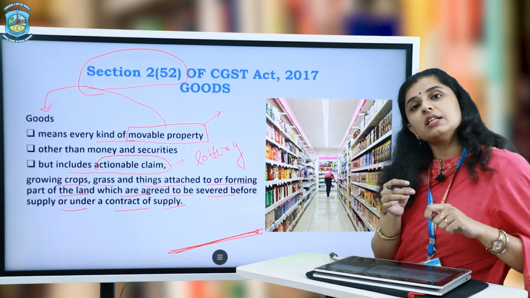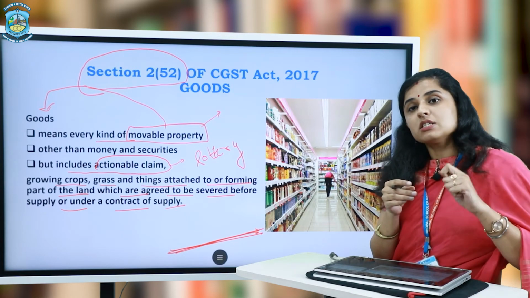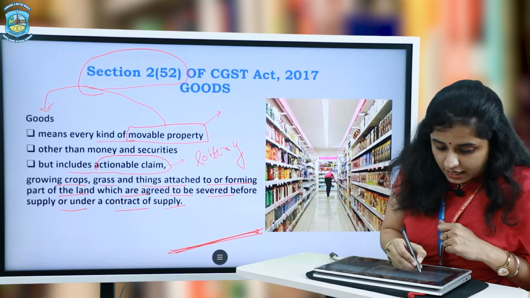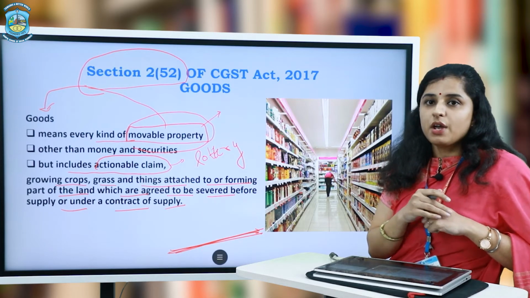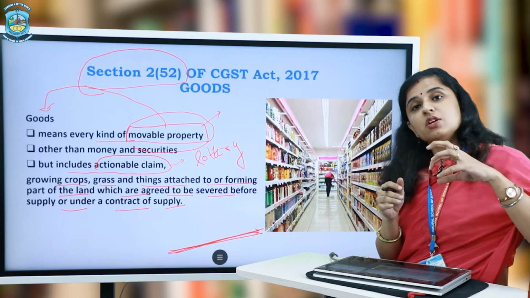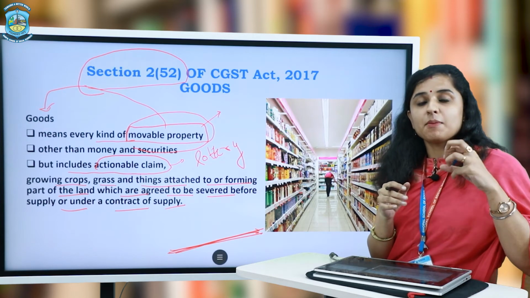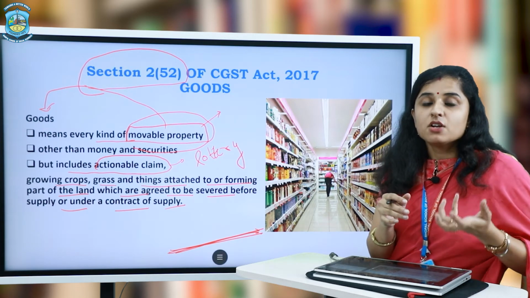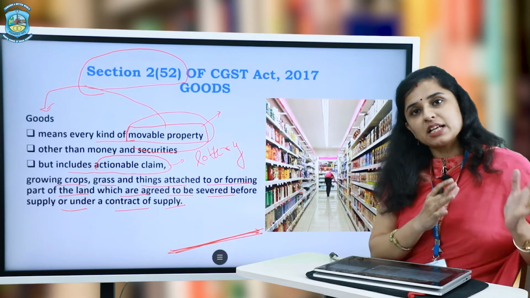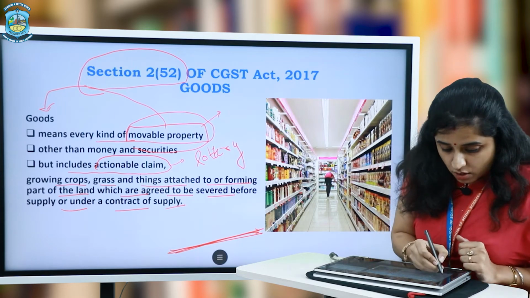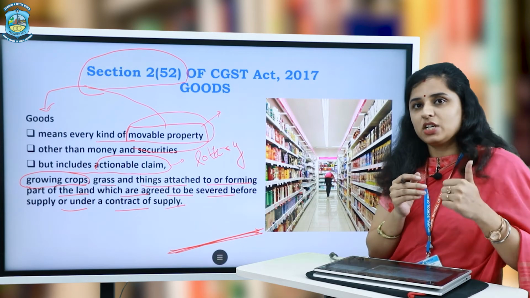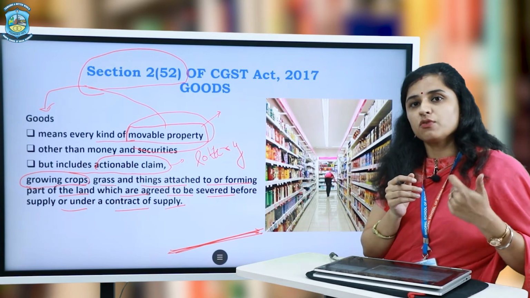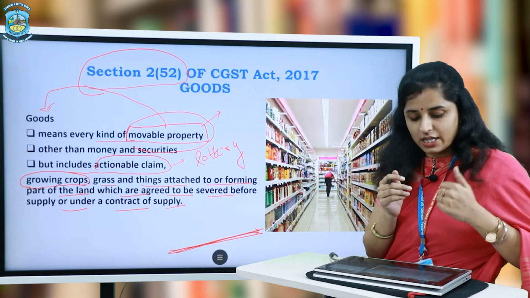Why is this clause being given? This clause is specifically given because in the first point it was telling that only movable property is included. And when the plant and machinery is going to be affixed to the land, it becomes immovable property. So that's why they have specifically explained this topic. They have also said that even growing crops are included in the definition of goods, so they will be covered under GST.